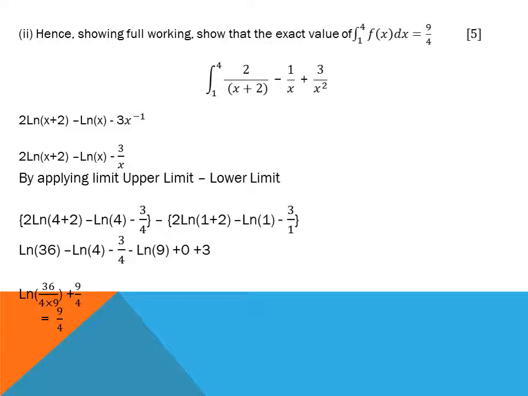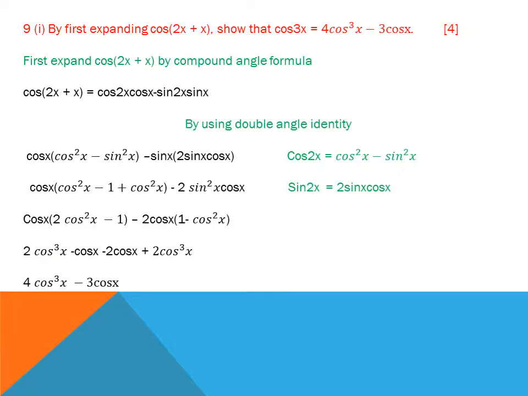In this way, I will apply the limits, upper limit 4 and lower limit 1. I will finally find that ln of 36 over 36 plus 9 by 4, so 36 is cancelled out with 36, and ln of 1 becomes 0, and I finally find the answer 9 by 4.